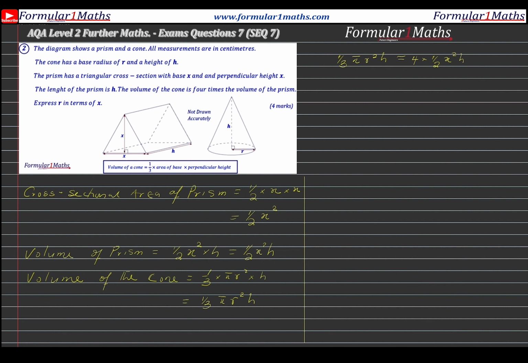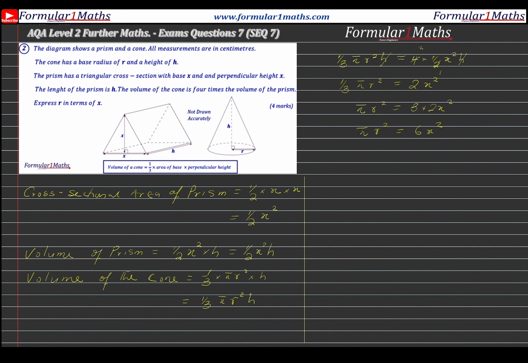If I do that, I'm going to get this h cancel with this h, and then 2 goes here 1, and 2 goes here 2. So I'll be left with 1/3 pi r squared is equal to 2x squared. I can now rearrange this step by step. I'm going to get pi r squared equals 3 times 2x squared. And so pi r squared is equal to 6x squared.